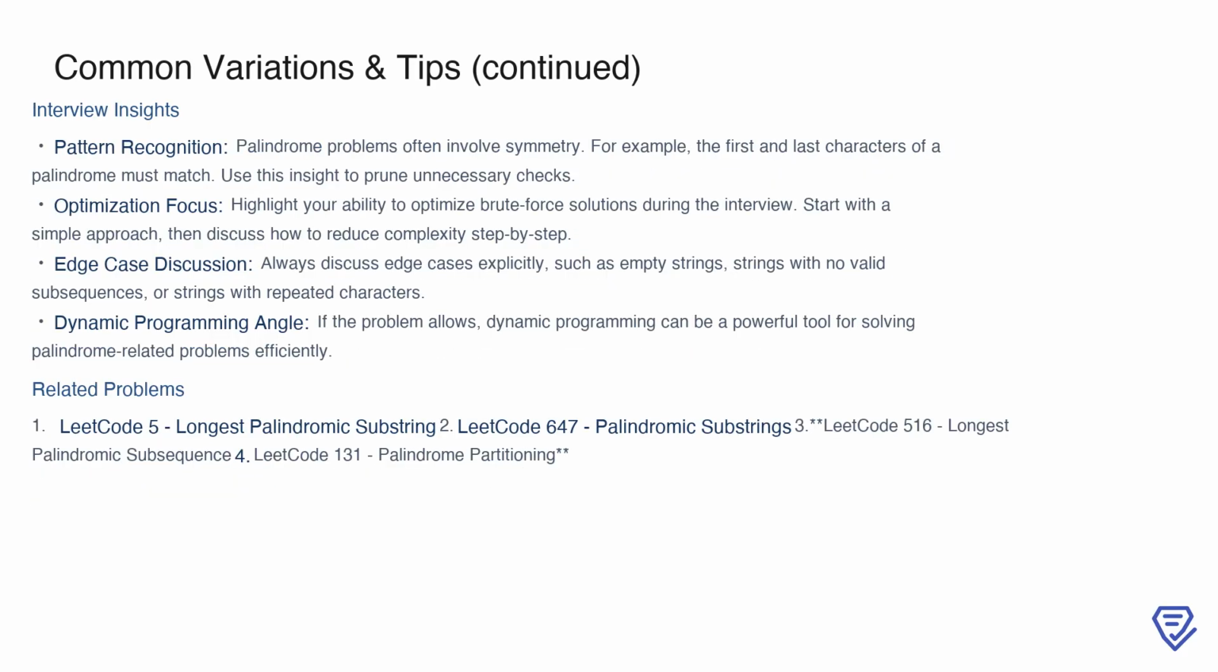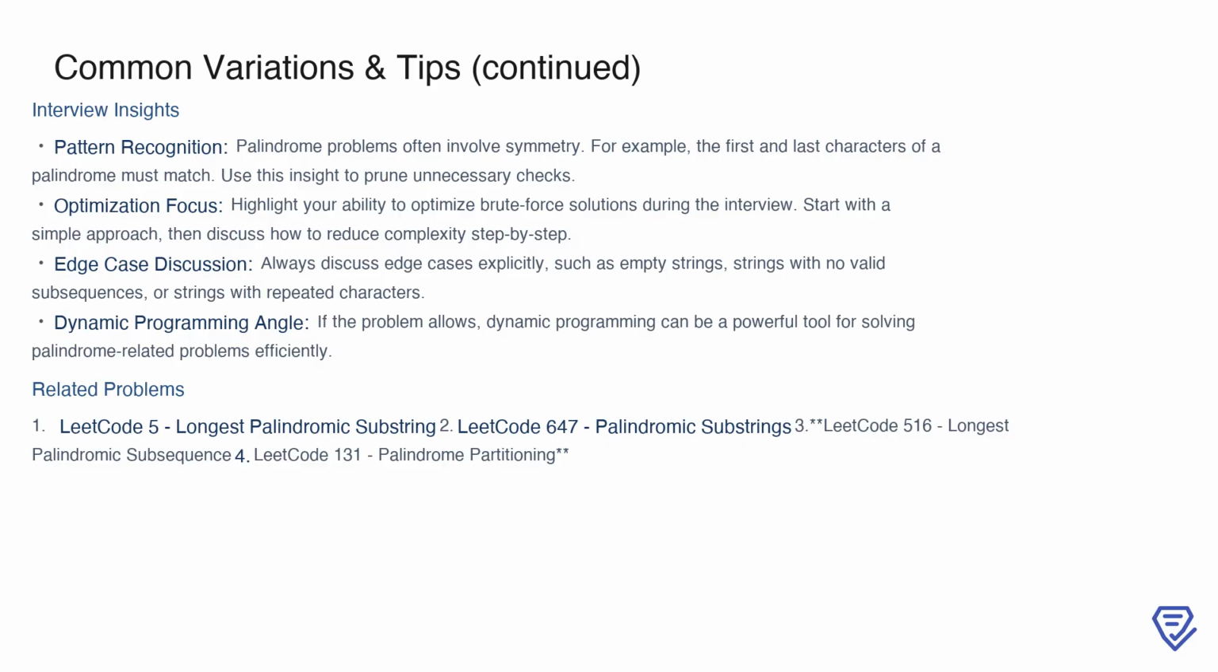When solving this problem in an interview, there are a few key strategies that can set you apart. Pattern recognition is critical. Palindrome problems often rely on symmetry, such as the first and last characters matching. Understanding this can help you prune unnecessary checks and focus only on valid combinations. Optimization is another important aspect. Start with a simple brute force solution to demonstrate your problem-solving process, but then explain how you would optimize it step by step to reduce complexity.